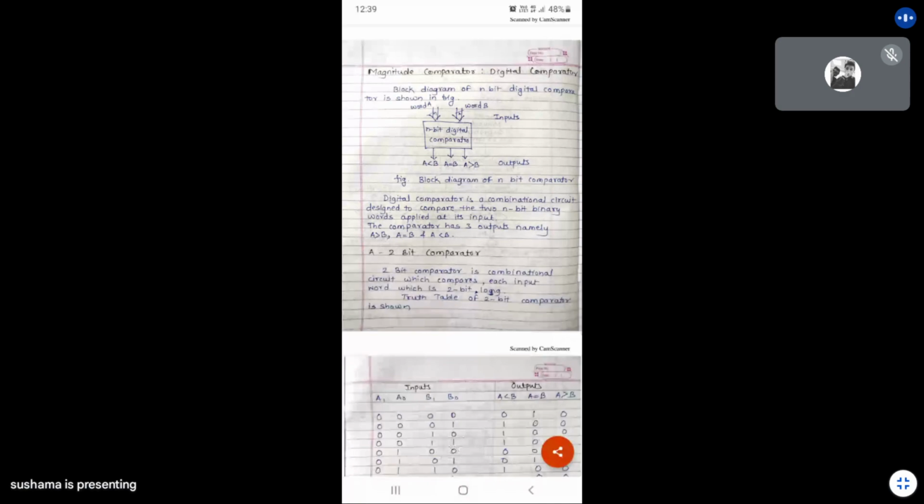Okay. So if you are going to compare any number, it can be greater than, it can be less than, or it can be equal to. Isn't it? Means comparator always has these three outputs. So for n bits, there can be any number of bits. This is the word A we are applying as input, and word B as another input that you have to compare. So it consists of n-bit digital comparators, and finally we are getting the output like A less than B, equal to B, or A greater than B.